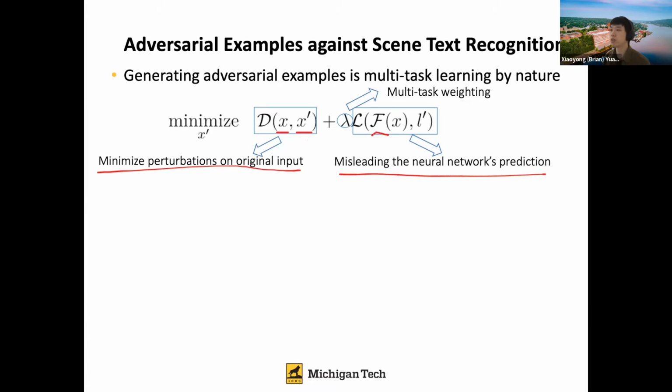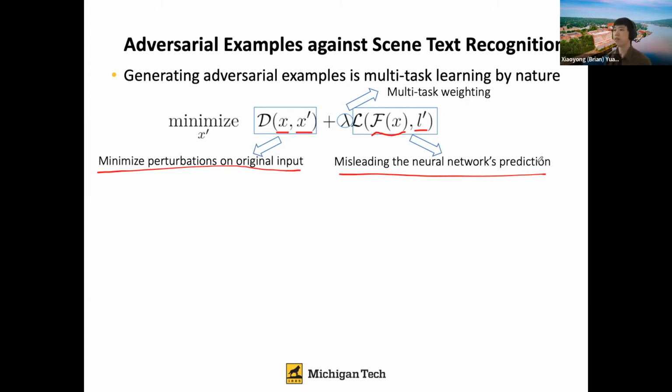On the other hand, we want to mislead the machine learning model or neural network's predictions. The original prediction made by the machine learning model is alpha of x. We want it classified as another label called L prime, which is not a correct label for this output.